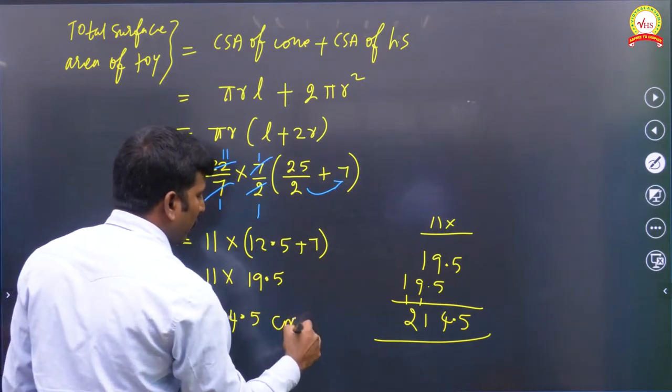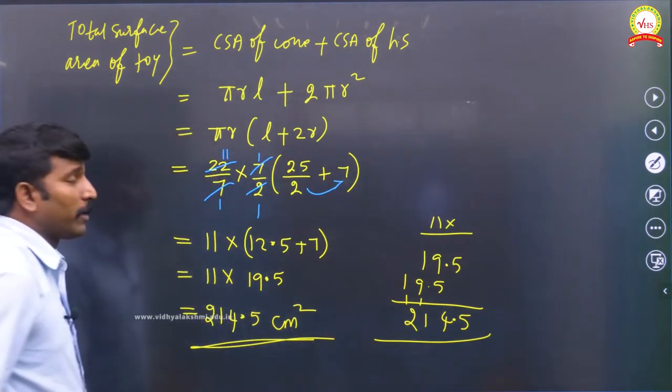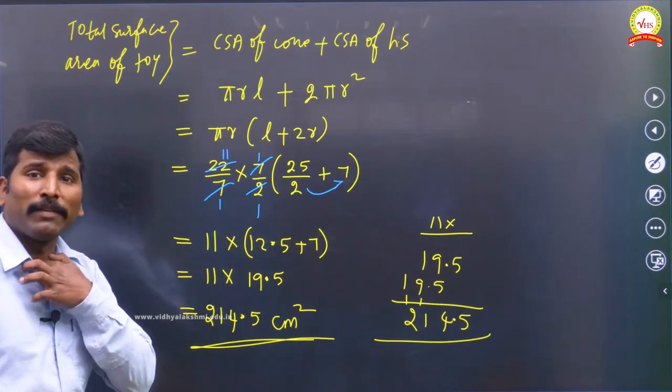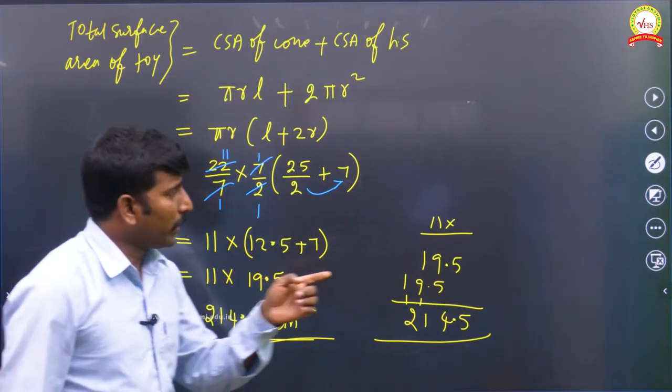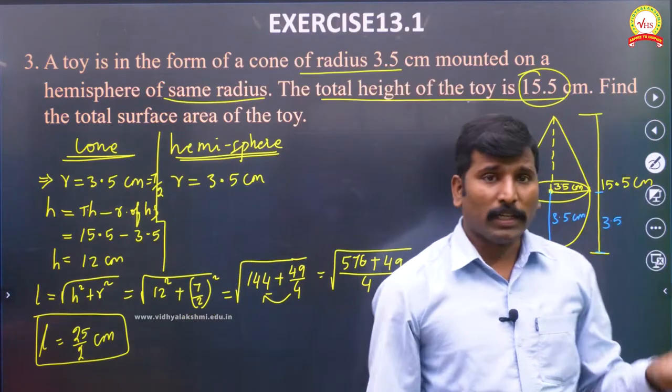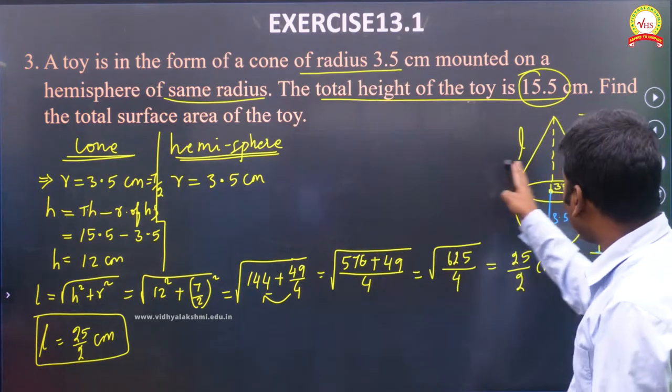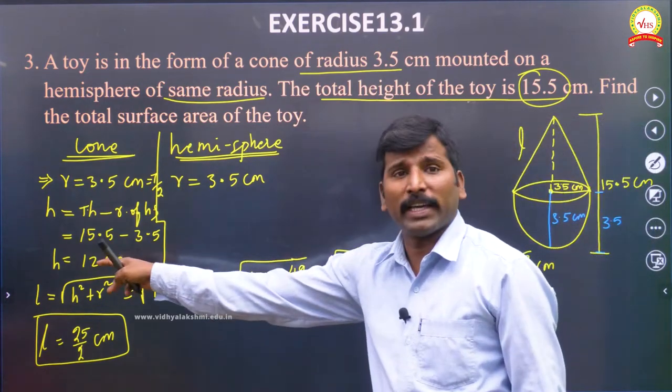214.5 centimeter square. That's it. So here, the very important thing. First, what I did, you see the previous page? Here, through the diagram, we understood what we need to find, H.